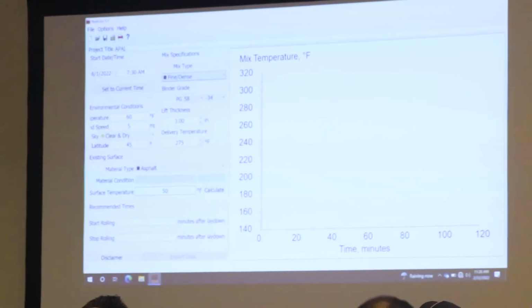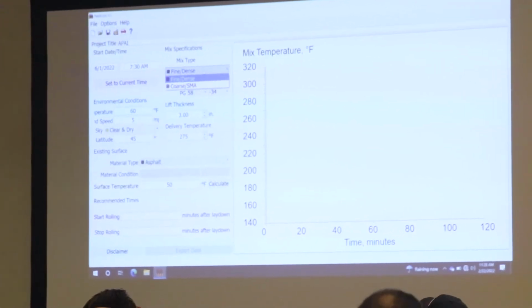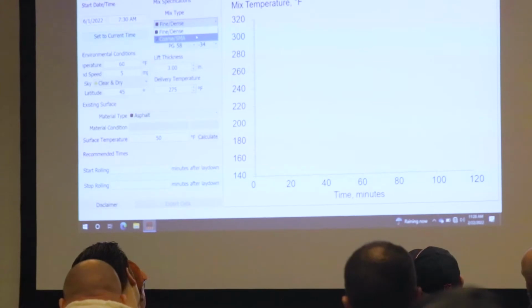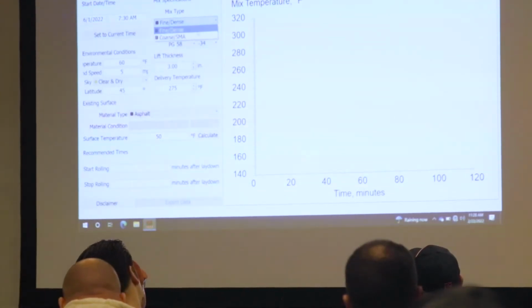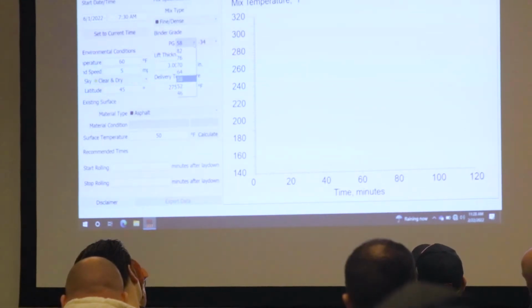Now let's go up to the top. On the right-hand column, what are you laying? Here's the different mix types. You got fine or dense graded mix. You got coarse graded SMA. Basically only two types. We're just laying normal surface, fine, dense graded mix. Boom, filled that in.